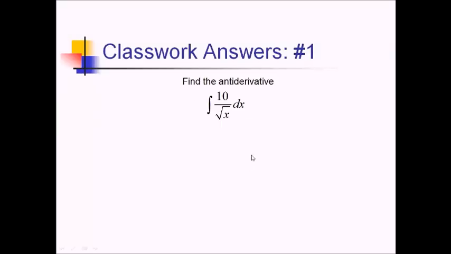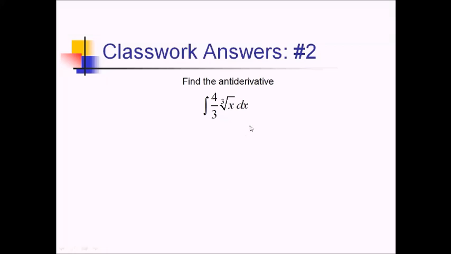On this problem, we're eventually going to use the reverse power rule, but first we need to express this as an exponent. So I can rewrite this as 10 times x to the negative 1/2. And then using my reverse power rule, this is going to bump up to a 1/2, multiply by the reciprocal of 1/2, so multiply by 2, and we end up with 20x to the 1/2 plus c.